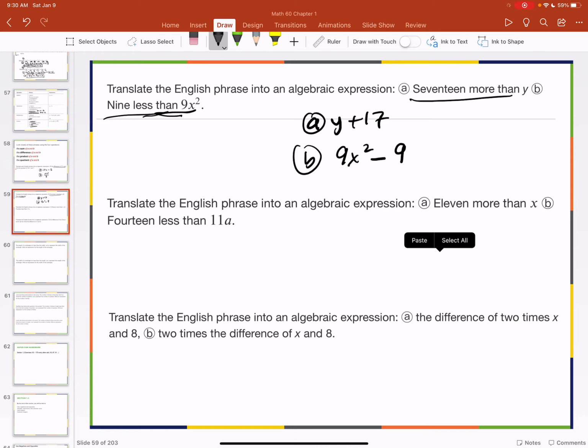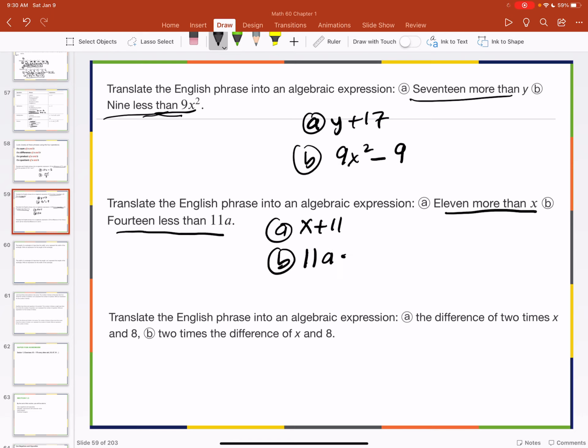Okay, so let's do a couple more because this is important. A, we have 11 more than x. Okay, fine, x plus 11. B, 14 less than 11a. You guessed it, 11a minus 14. Okay, it's a less than again.